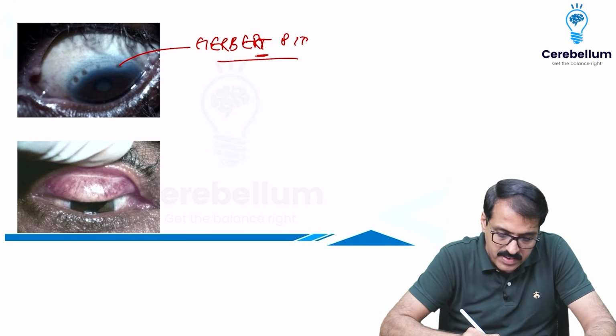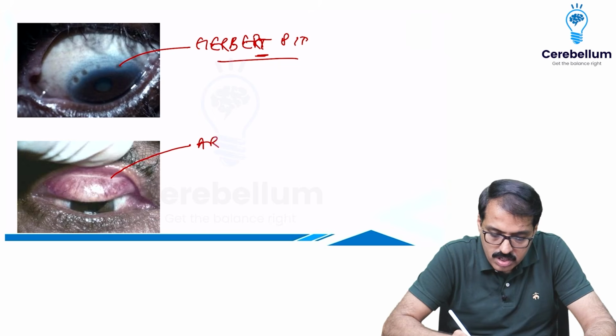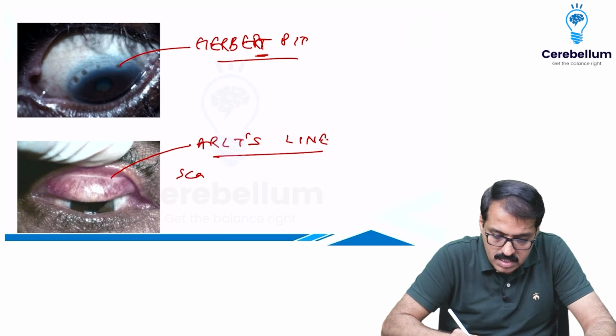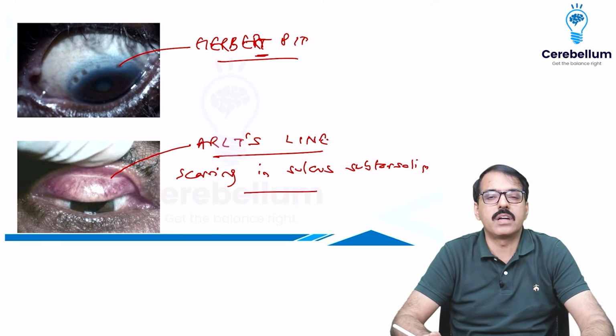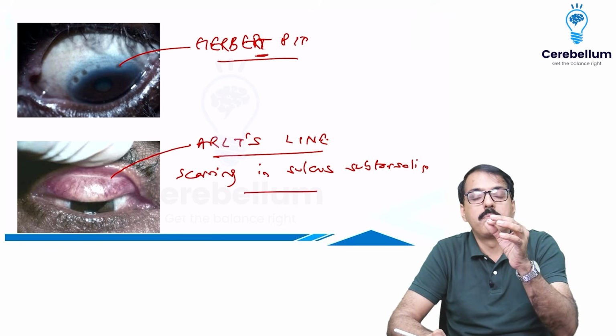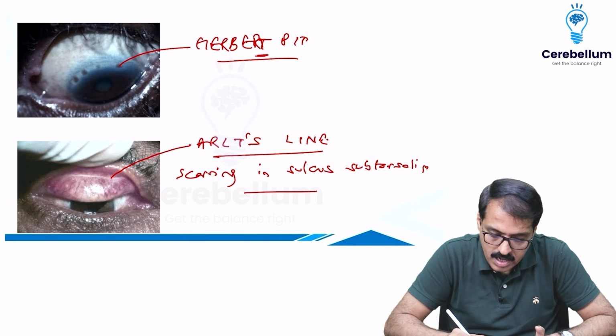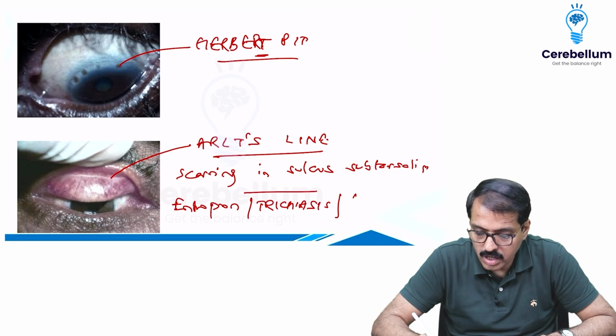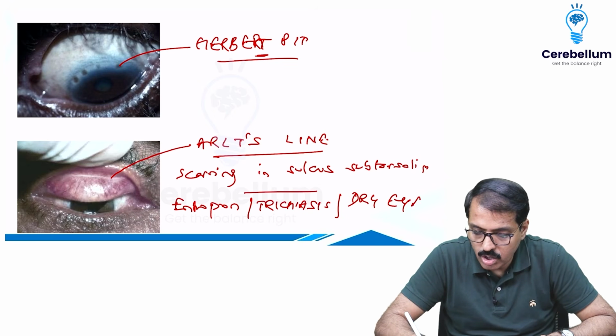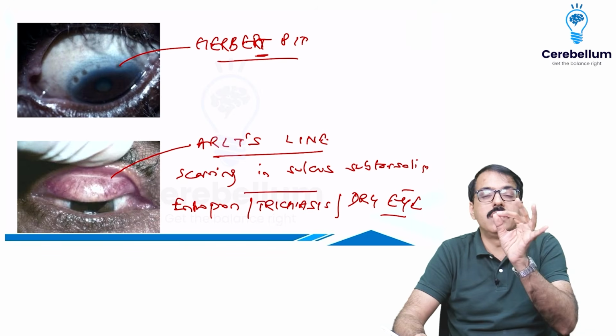This fibrosis is visible like this. This is what is called Arlt's line. Arlt's line is scarring in the sulcus subtarsalis. Because of this scarring, there is entropion, trichiasis, symblepharon, and dry eye. There is loss of the tear glands leading to dry eye.